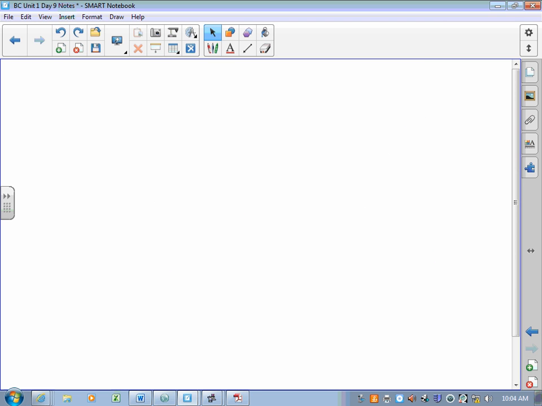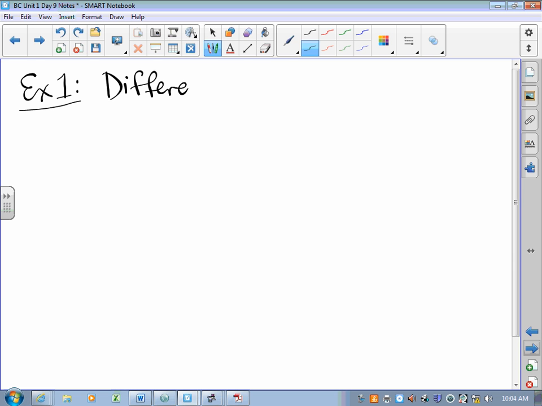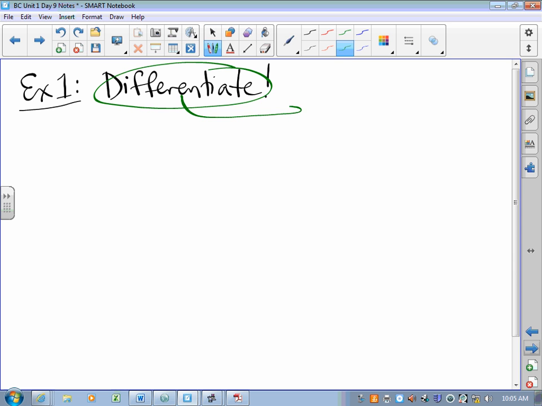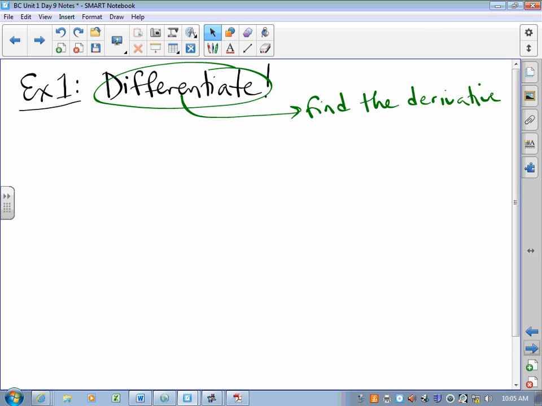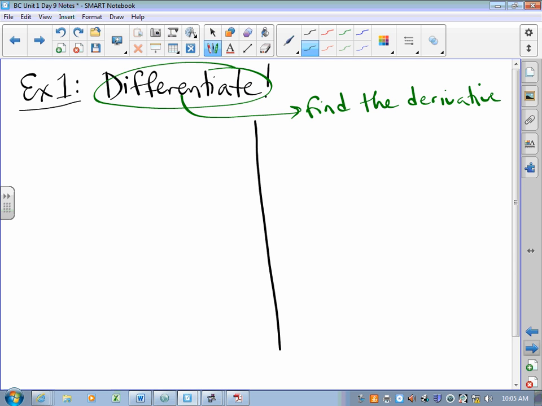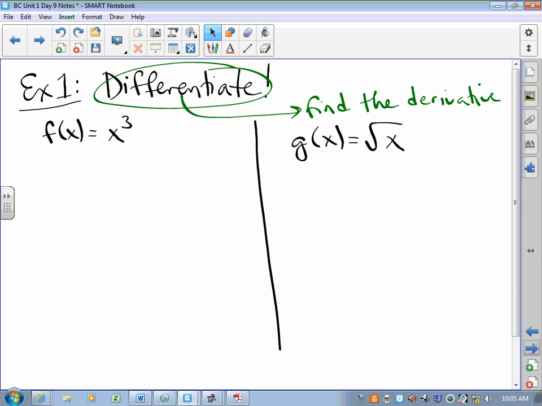So for us, big vocabulary word, differentiate. Differentiate means to find the derivative. Anytime you are asked to differentiate, you take the particular function and you find the derivative. I have a couple of examples. One is f of x equals x cubed. The other is g of x equals radical x. I'll walk through them briefly. We'll kind of put them together, and then we're almost set.